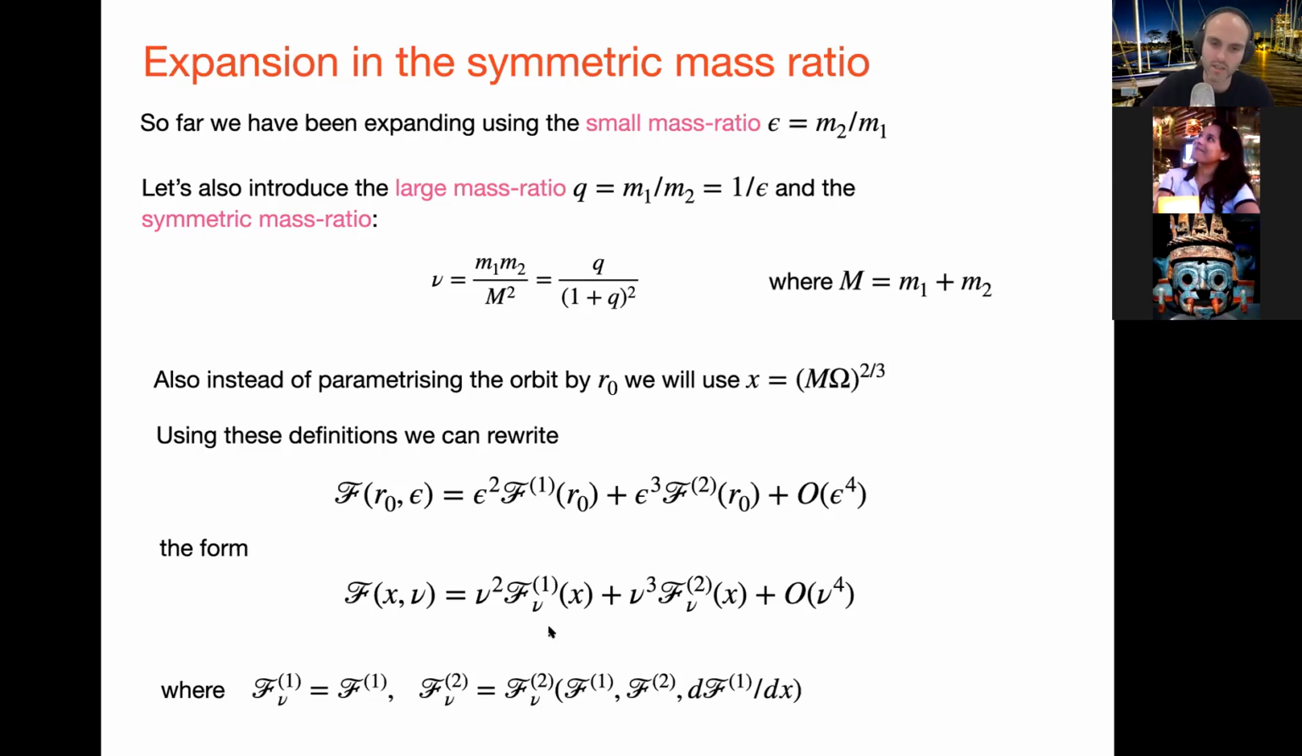So this leading term here is what we call the first order term. It scales as nu squared. And this second order term scales as nu cubed. So there's a global factor of nu that pulls out.